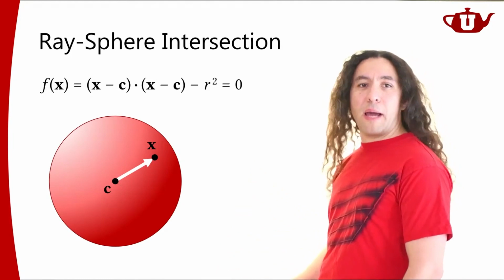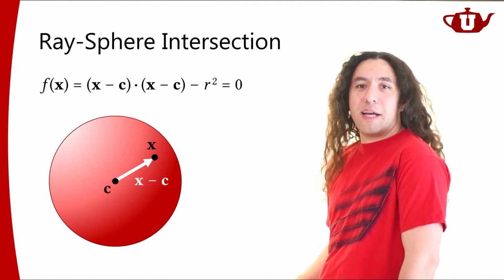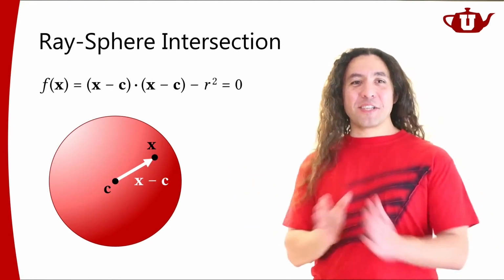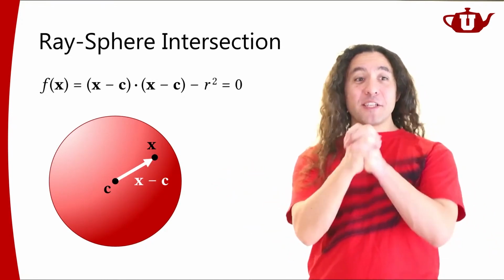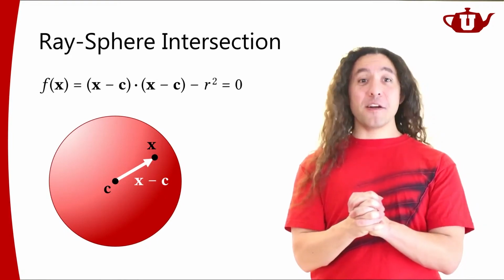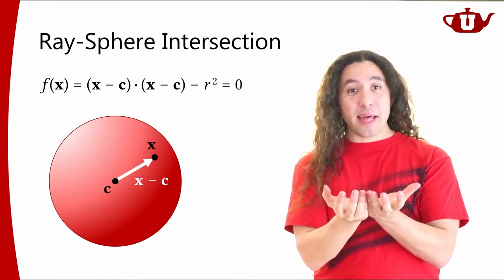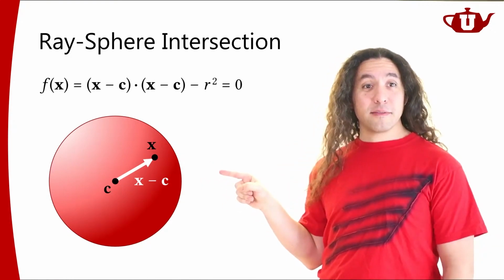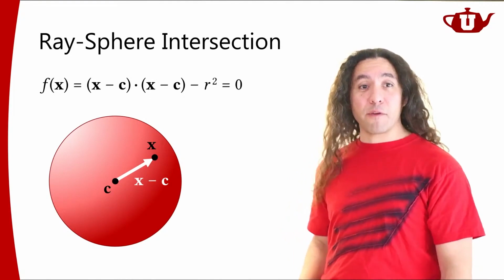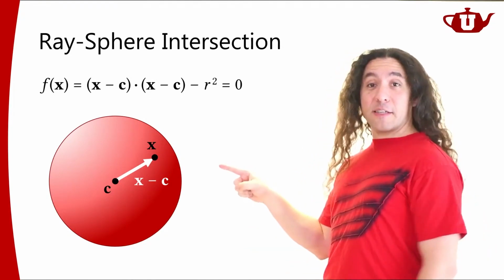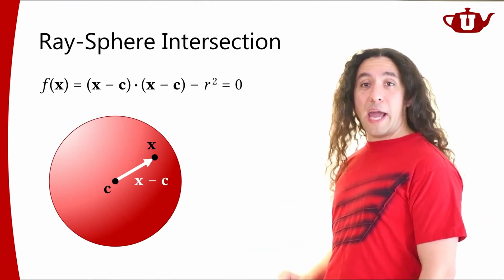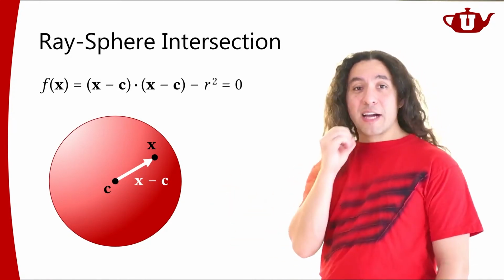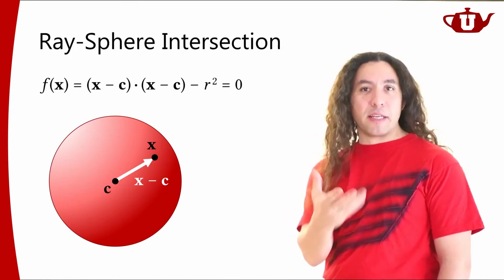From the origin to a point x on the sphere, it's x minus c. Simple enough? Good. So, tell me, what is the definition of a sphere? A sphere is a collection of points that are equal distance away from the origin. So, any vector that starts from the origin and goes to a point on the surface should have a constant length. That length is the radius of the sphere, right?